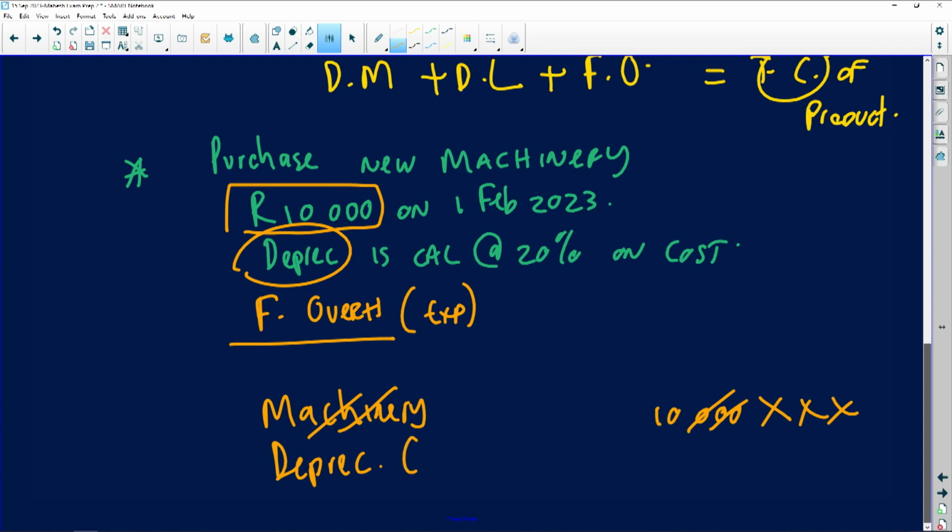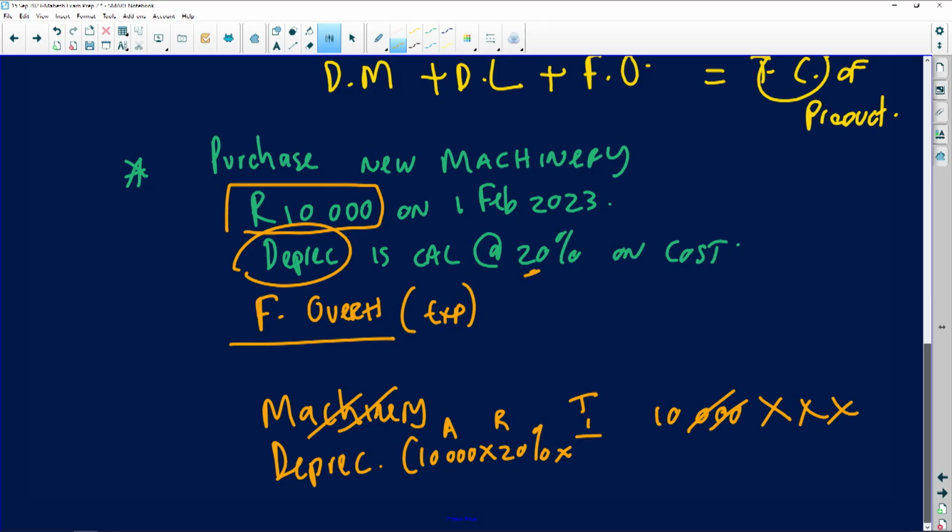Let's quickly calculate your depreciation. So 10,000 is my cost. So that's my amount times the rate, 20%. And the time that you've owned this equipment for, let's assume the financial year ends on the 28th of Feb 2023, right? So I've only used it for 1 month. I've only owned it for 1 month, and it's going to depreciate by that 1 month.